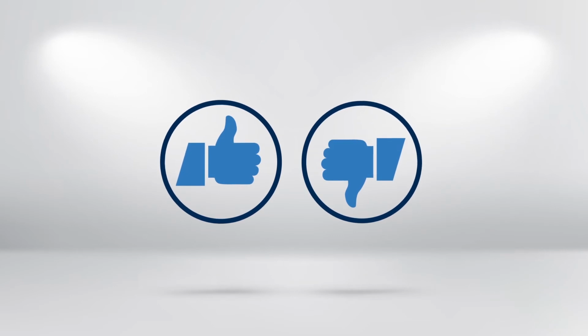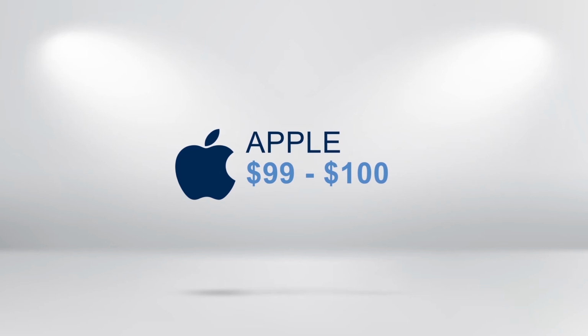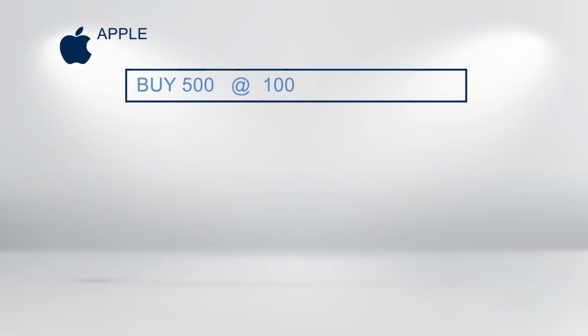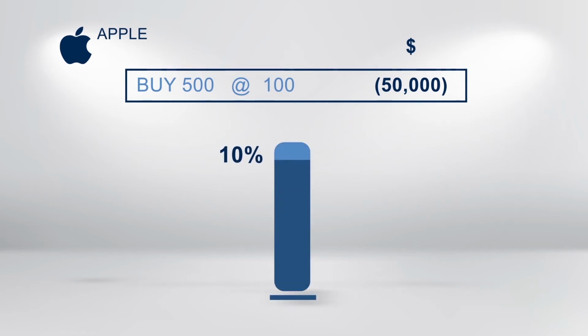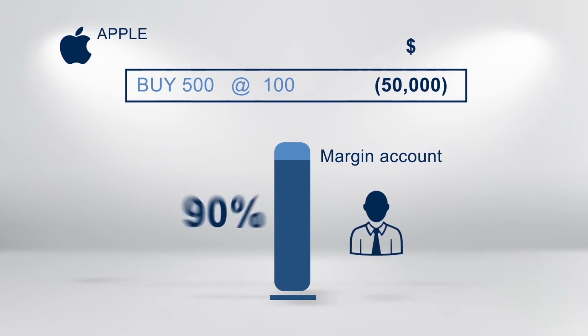Apple shares are trading at $99 to $100. You buy 500 Apple CFDs at $100 each. That's $50,000 of notional investment. Putting in cash of 10% of $50,000 into your margin account, your equity is $5,000. That's 10% times $50,000. Your broker then finances the other 90% for you in the market.